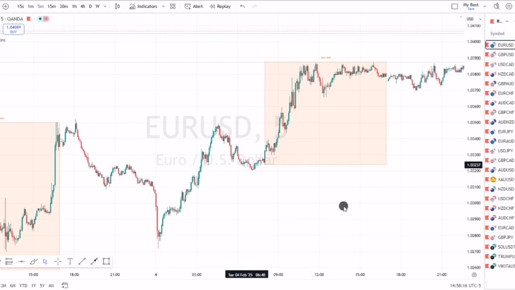This indicator also works on mobile. You can check the video that talks about how to set up this indicator on your mobile phone. It is in this channel.